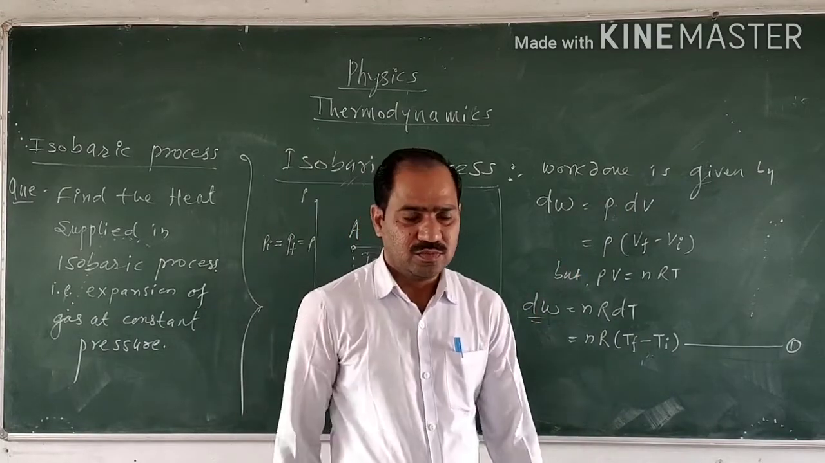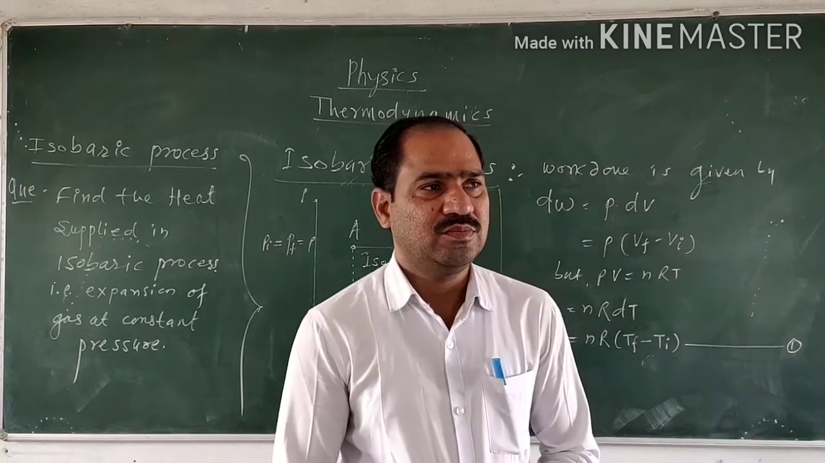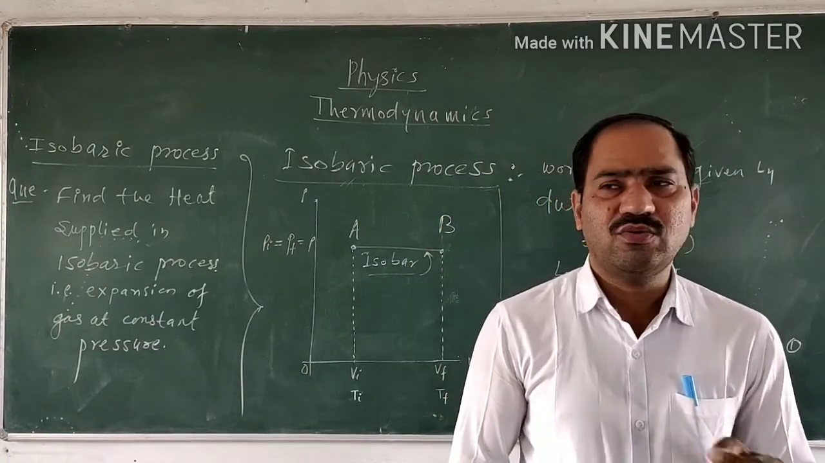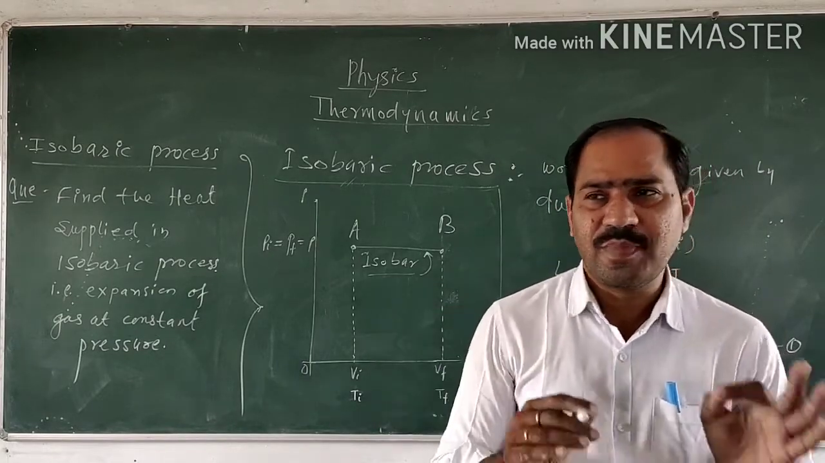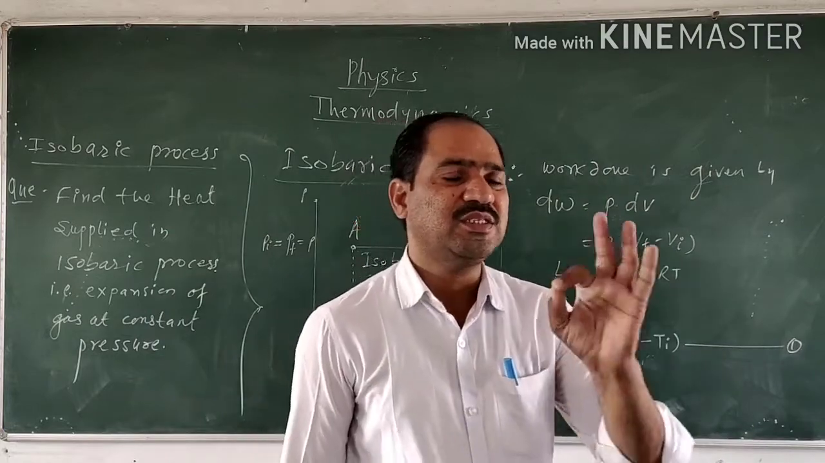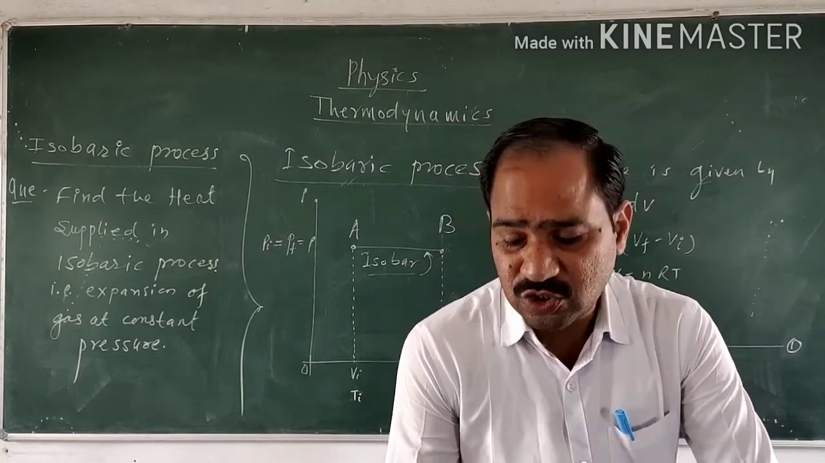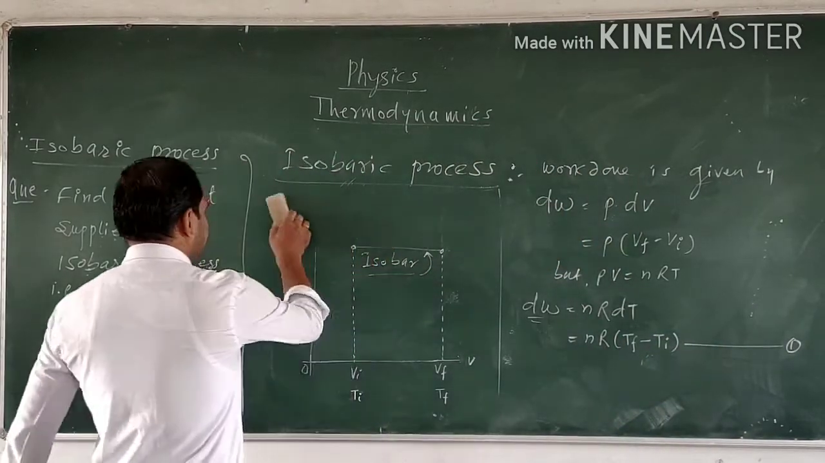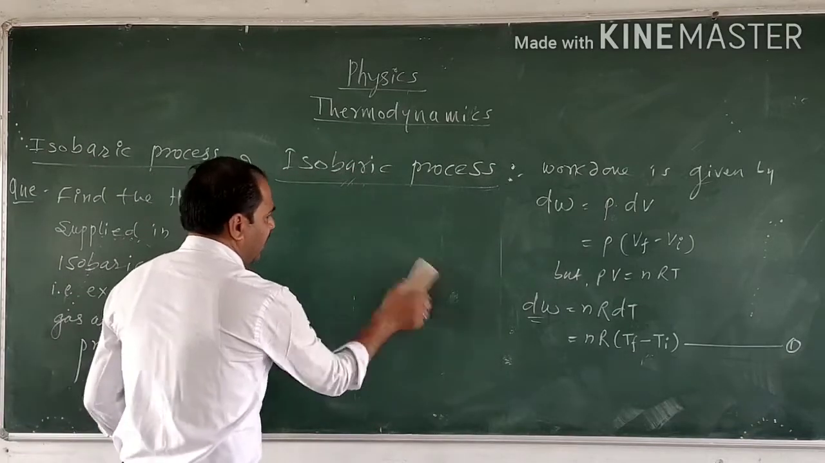But here again, the temperature changes from Ti to Tf, or T1 to T2. Volume also changes from initial volume to final volume. There must be a change in the internal energy of the gas or the system. So here, the change in the internal energy is given by, we have here the internal energy.